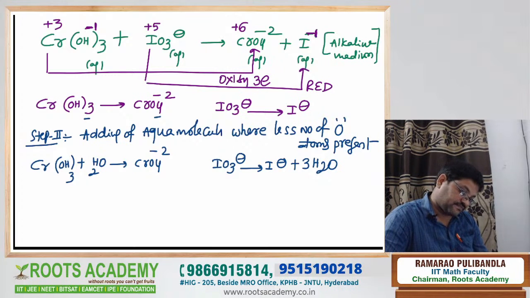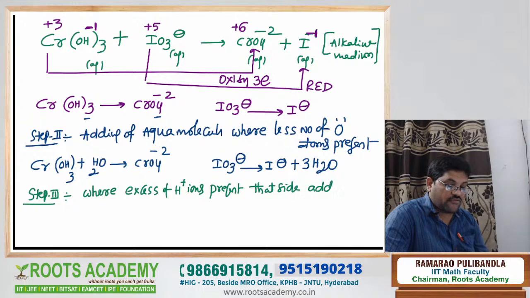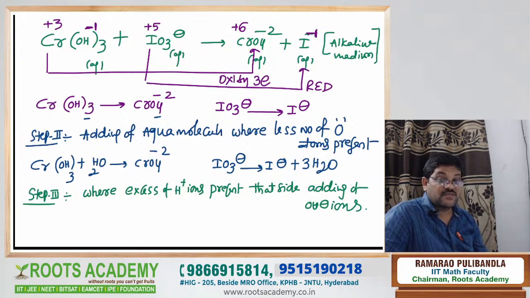Step 3. Now, what is step 3? Now regarding step 3. Where excess of H plus ions present, that side adding of OH minus ions. Adding of what? Adding of the OH minus ions. Simple logic. Repeat logic once again. Where excess H plus ions present, that side adding of the OH minus ions.